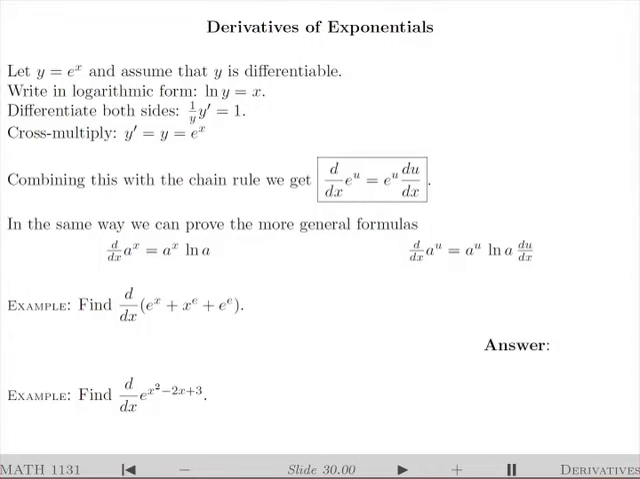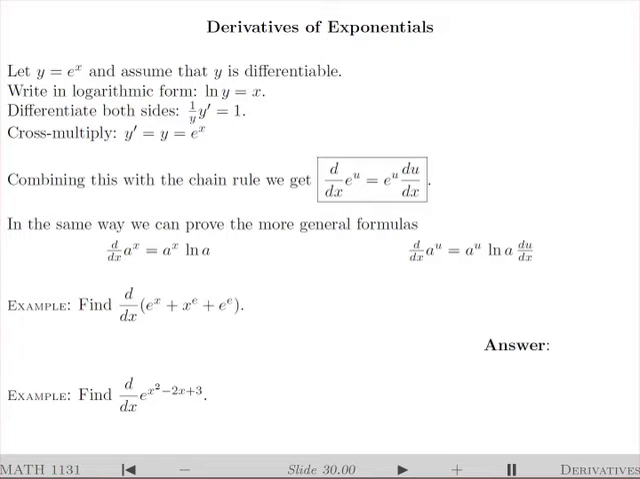Welcome. In this session, we round out our list of primary rules of differentiation by determining the derivatives of exponential functions. This then includes all our basic functions, powers, logarithms, and exponentials. That gives us a complete list of basic rules of differentiation.